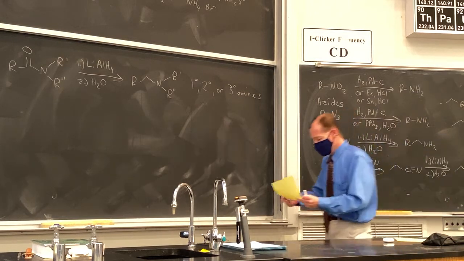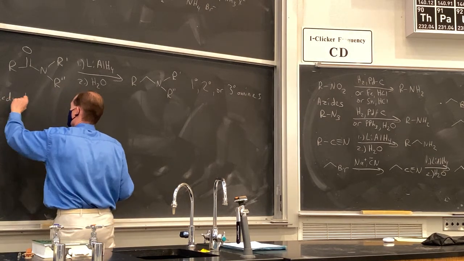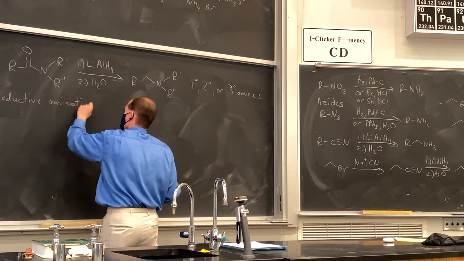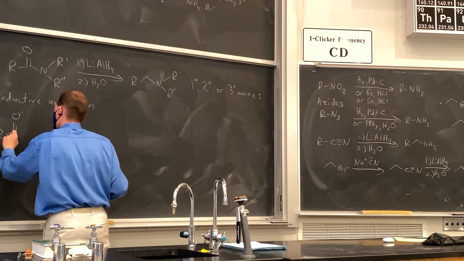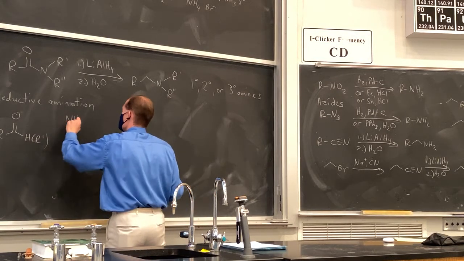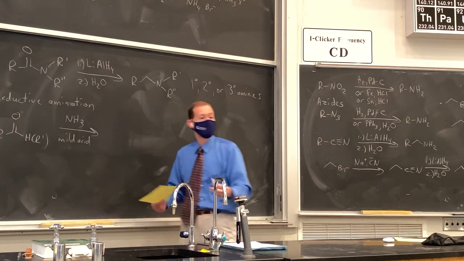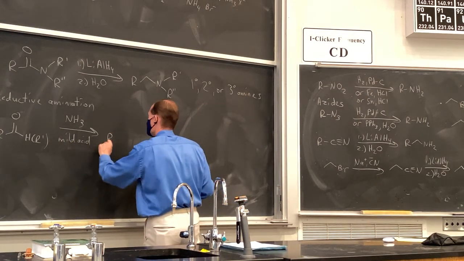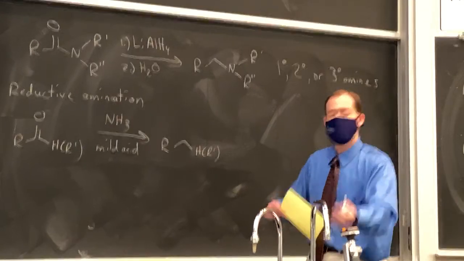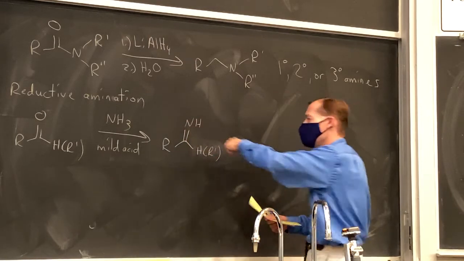Another reduction method for making amines is known as reductive amination. Reductive amination involves the use of an aldehyde or a ketone, and then we use an amine. We'll use ammonia in our first example. You do need mild acid. The book leaves this out, so please don't leave it out. You'll see why we need mild acid in a moment. We learned in chapter 21 that ammonia, or a primary amine, reacts with an aldehyde or a ketone to give an imine. So here's the imine that would result.